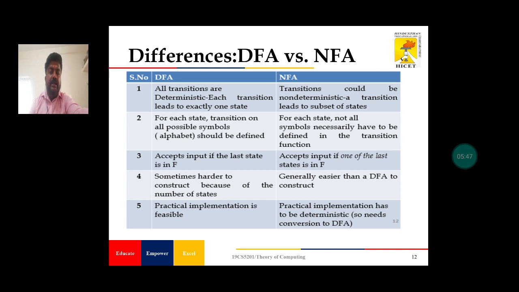In NFA, accept the input if at least one of the last states is a final state. In DFA, accept only if the last state is a final state. DFA is sometimes harder to construct because of the number of states. NFA is generally easier to construct than DFA. In DFA, practical implementation is feasible. In NFA, practical implementation is not deterministic, so it needs to be converted to DFA.